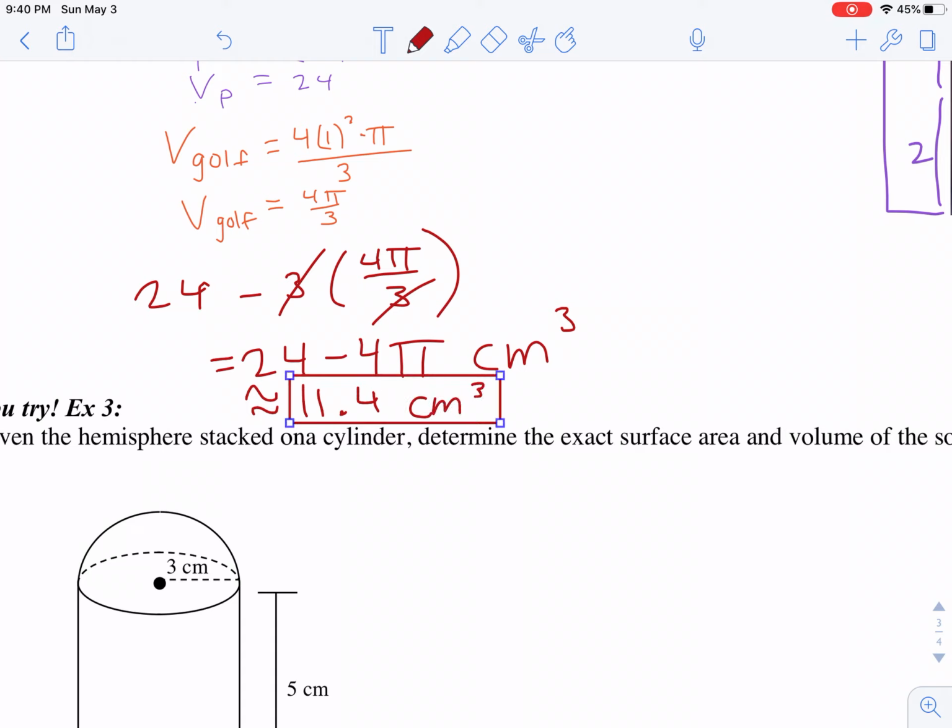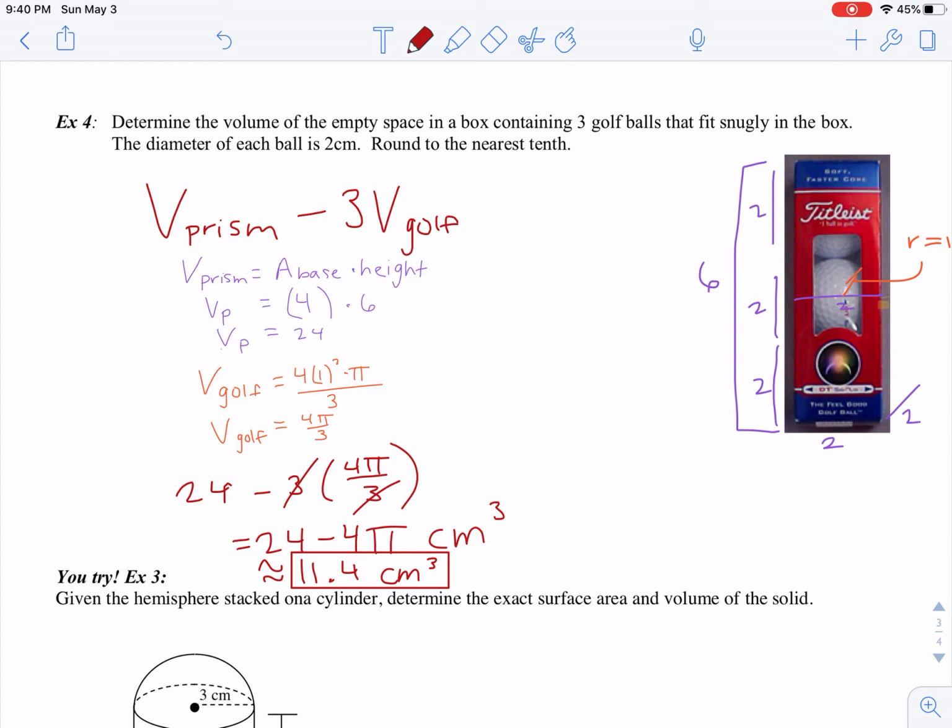So remember, anytime you're finding these composite volumes where you have multiple things going on, it's important to ask yourself, am I going to add 2 parts? Am I going to subtract 2 parts? How am I going to strategize to get the volume that I'm trying to find?